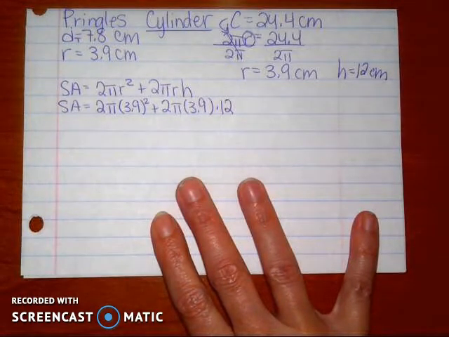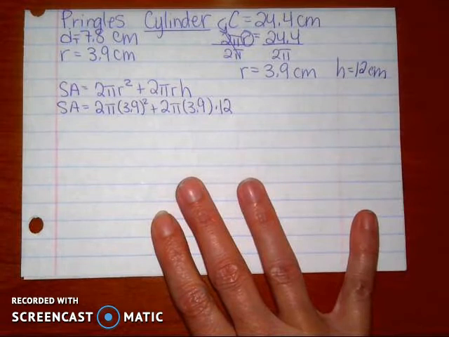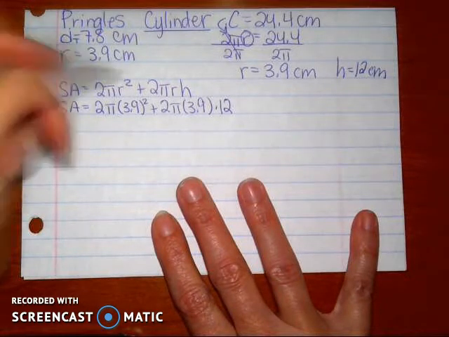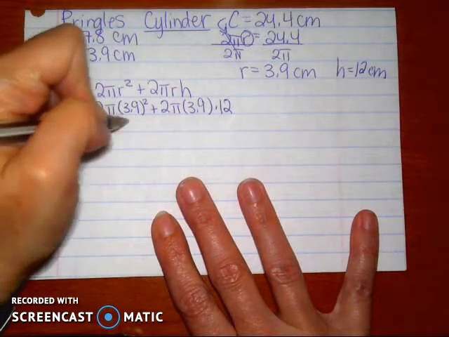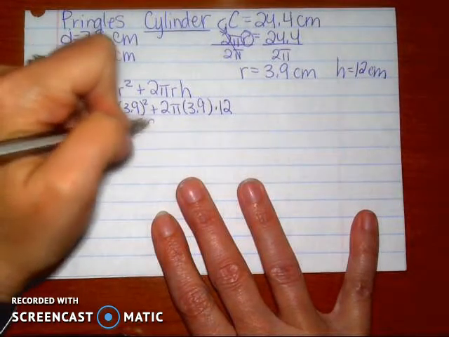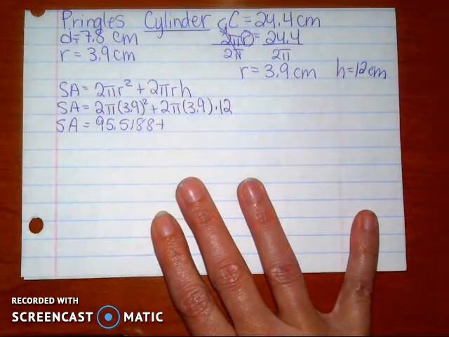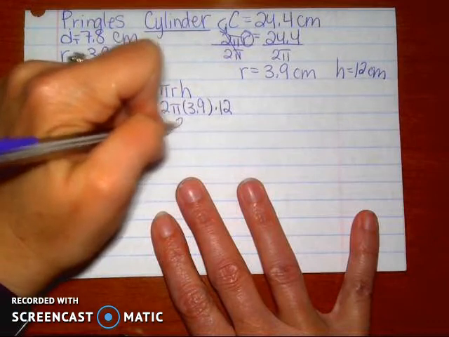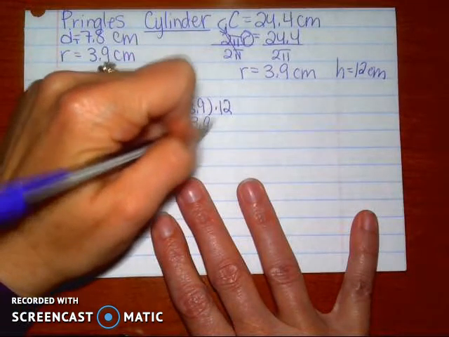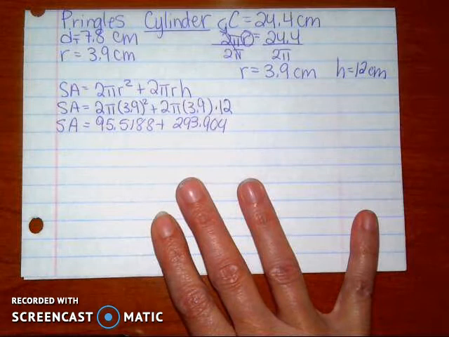If I multiply that out, I'm going to grab my calculator. 2 times, I'm going to use 3.14 for pi, times 3.9 squared. I get 95 point, I'm going to leave the decimals, 5.188, plus 2 times 3.14 for pi times 3.9 times 12. I get 293.904 for the lateral area.